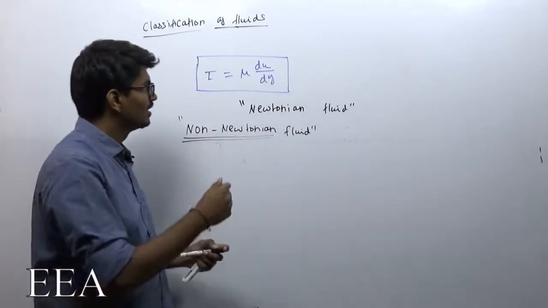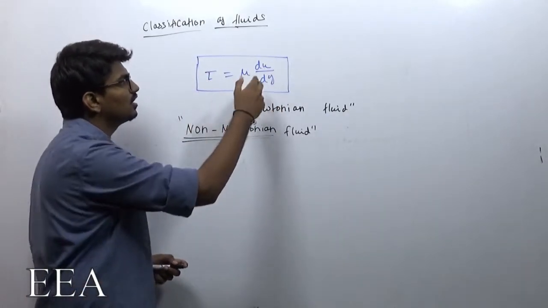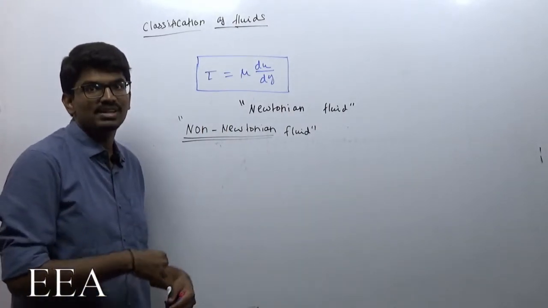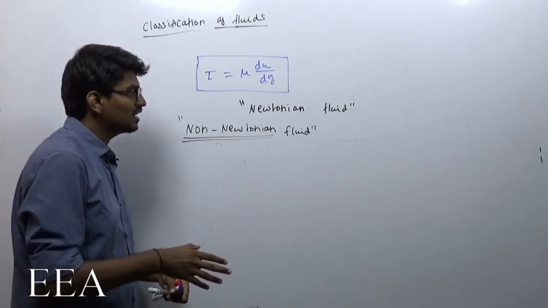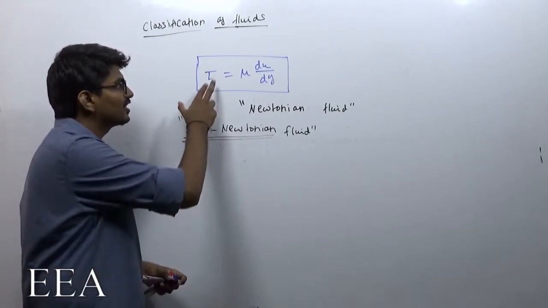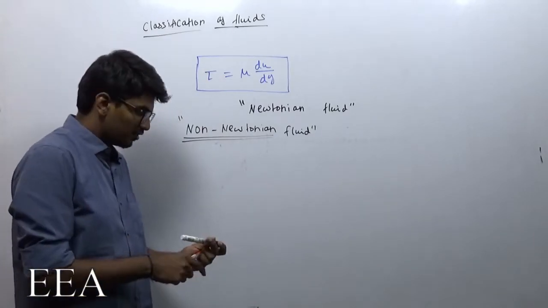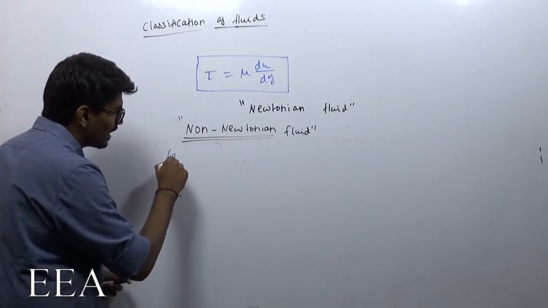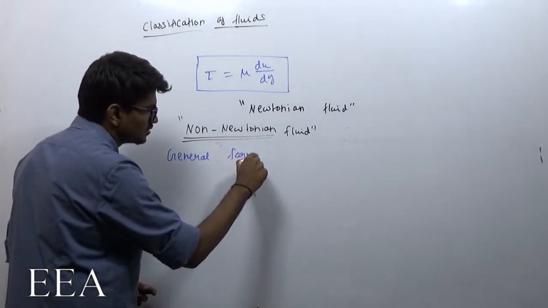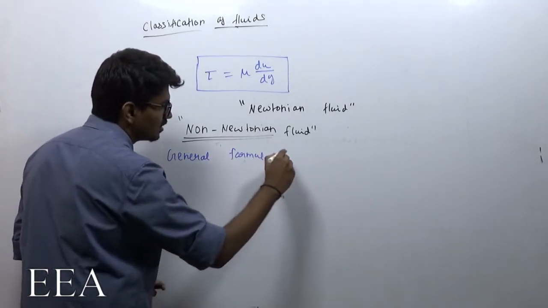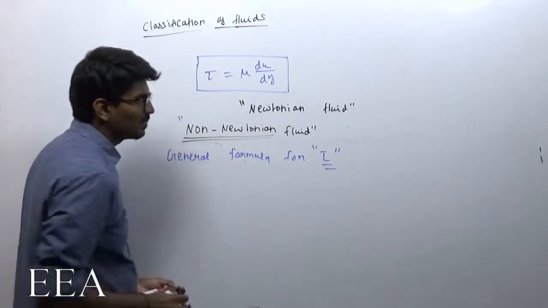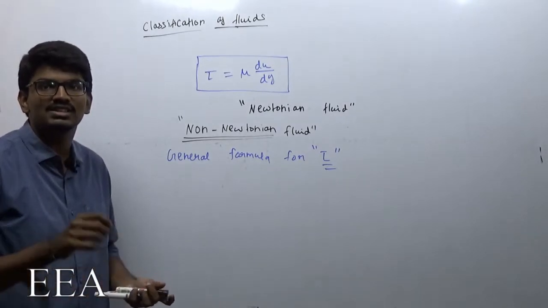For example, here shear stress is equal to mu into du by dy. I can directly find shear stress for any Newtonian fluid. But if it is a non-Newtonian fluid, the first thing is I need to define that non-Newtonian fluid, right? For that I need some formula for the shear stress, in the same way. So first we have one generalized formula, a general formula for tau. This general formula for tau is applicable for all types of fluid with some conditions.